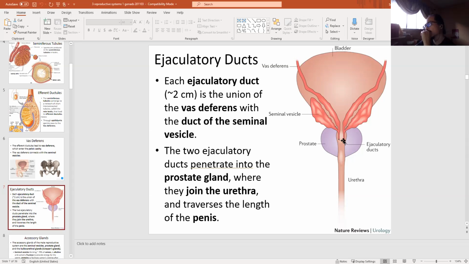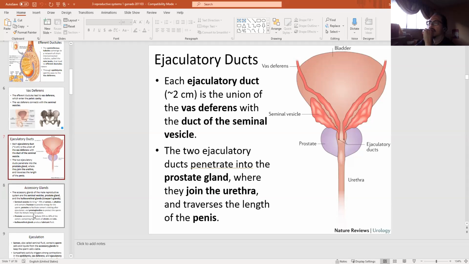This short duct is called the ejaculatory duct. So that's that. All right, so that's the entire tubule.